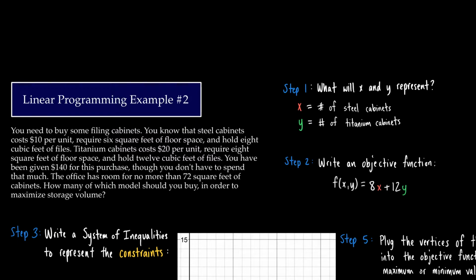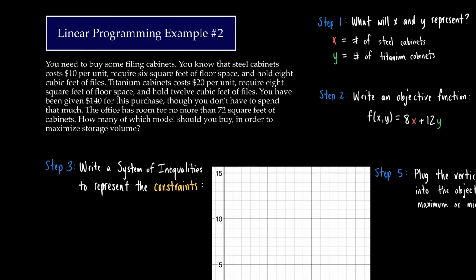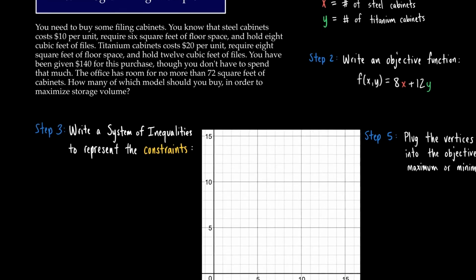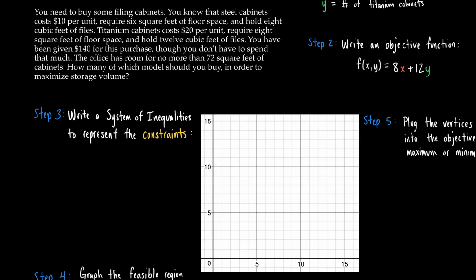Okay, step 3, they want us to write a system of inequalities that represent the constraints, and the constraints are just the things that are limiting us here. If we could, we would just buy a bunch of titanium cabinets, because the titanium cabinets give us 12 cubic feet per cabinet, which is way better than the steel. But the problem is that the titanium costs twice as much, and so we've got some constraints here.